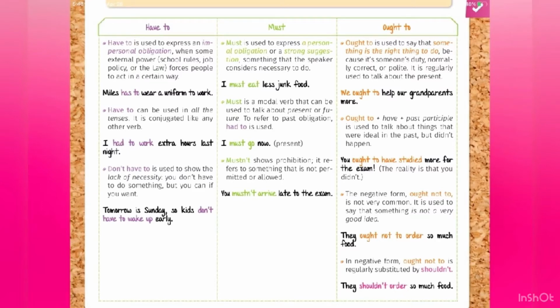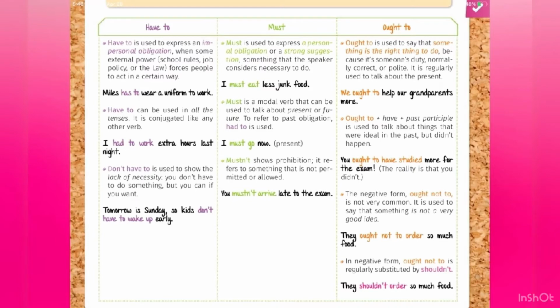For example, I must go now. That means in the present tense. Now, if we want to change it to a negative, again, remember we use the contraction or the word not. Mustn't shows prohibition. It refers to something that is not permitted or allowed. You mustn't arrive late to the exam.